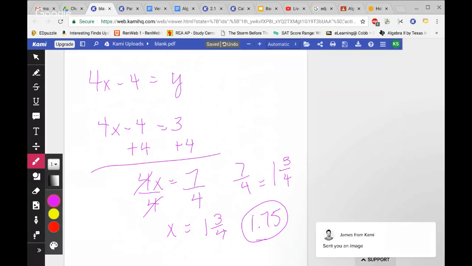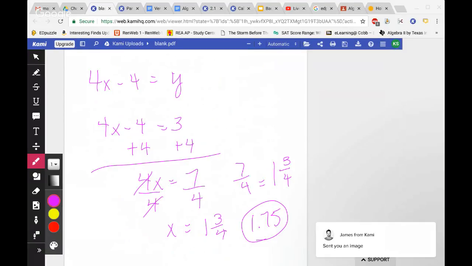Because if you plug 7 divided by 4 into a calculator exactly as it appears, so it's 7 and then divided by 4, you should get 1.75 because 3/4's equivalent decimal is 0.75. Okay. Good questions.